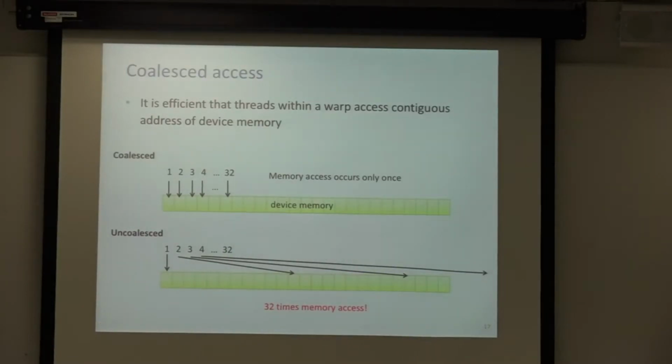And the last characteristic is coalesced access. It is efficient that threads within a warp access contiguous addresses of device memory, like this figure. It is efficient. In this case, memory access occurs only once. This memory access pattern is called coalesced access. On the other hand, in the uncoalesced case, the memory access cost is 32 times. It is very inefficient.